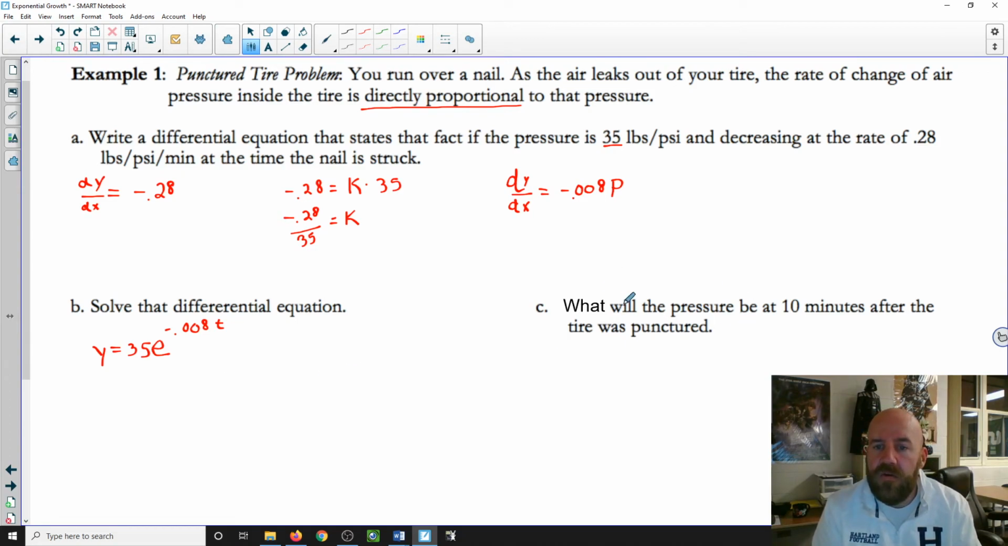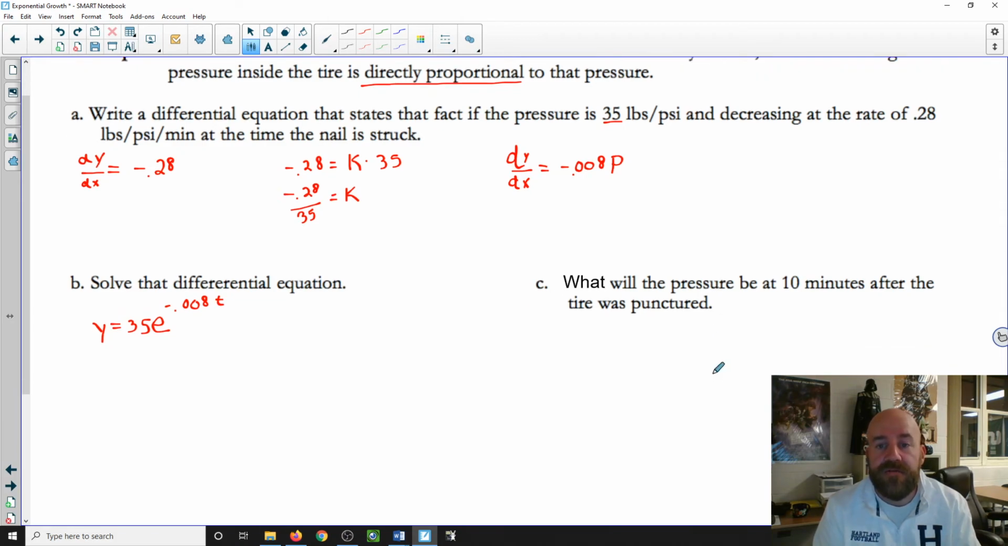Okay, so now, what will the pressure be 10 minutes after the tire is punctured? So what we're doing is plugging in 10 for time. So 35 e to the negative 0.008 times 10. That would equal our output. So calculate that, and that would be how much pressure is in the tire after 10 minutes.